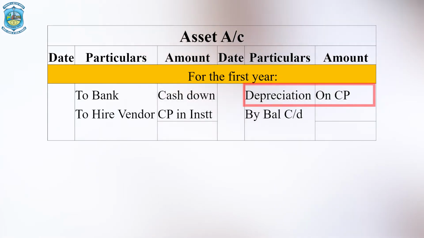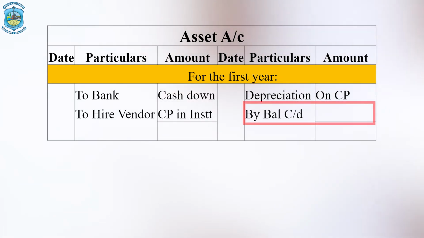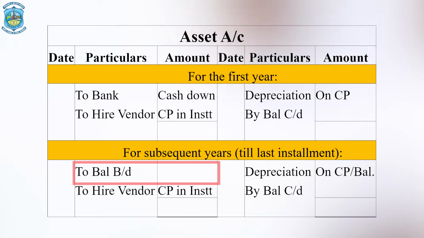So, now simply at the end of the year you need to find out the balance of the asset account, which will be recorded in the credit side as by balance carried down and will be carried forward to the next year as to balance brought down to the debit side of the asset account.